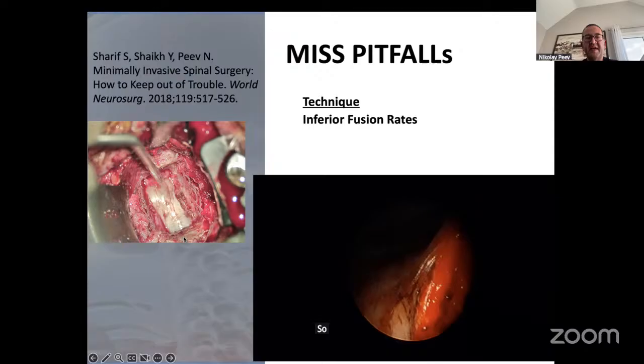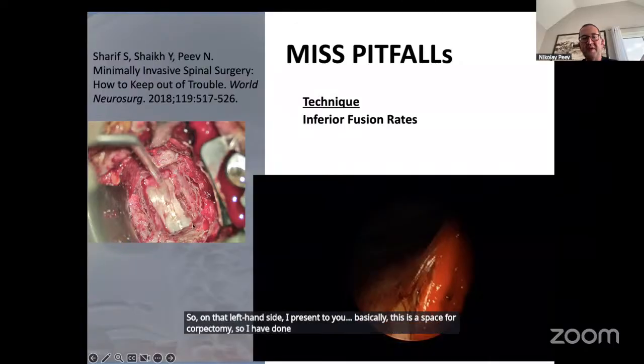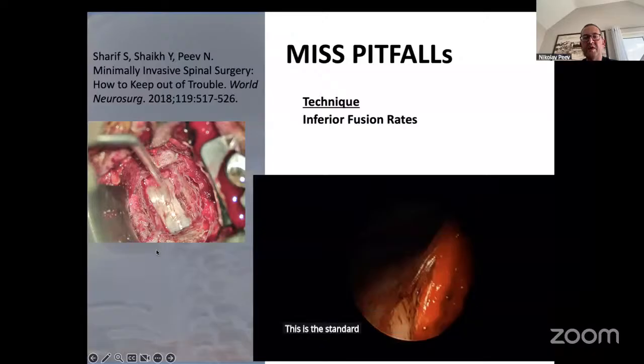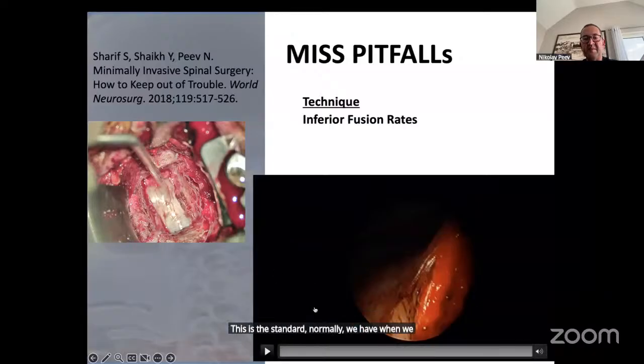So on that left-hand side, I present to you basically a space for corpectomy. I have done a corpectomy here, and you can see the end plates, the way the end plates are prepared. This is the standard we normally have when we are preparing the end plates.